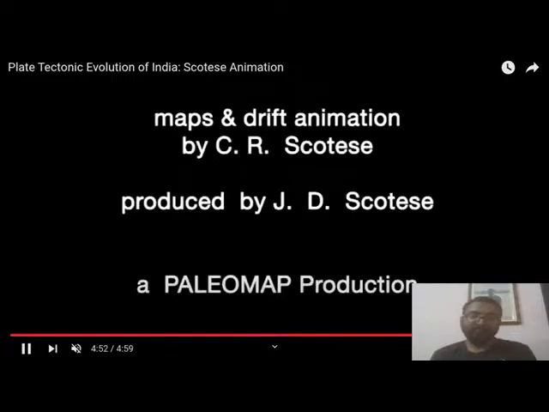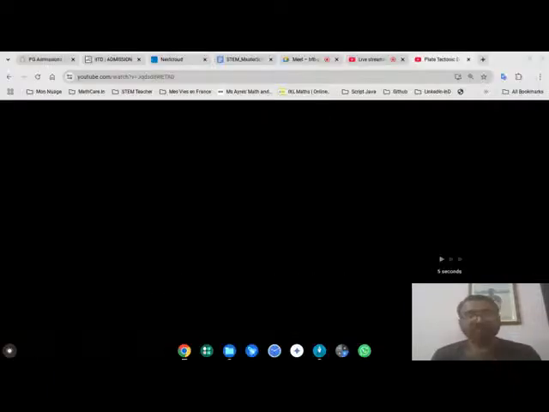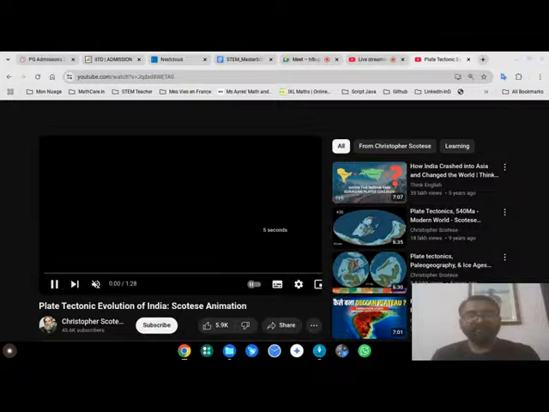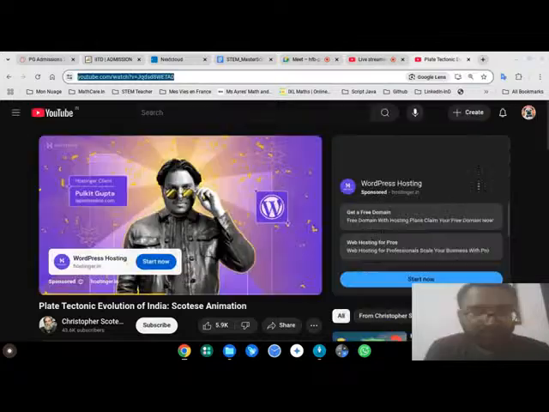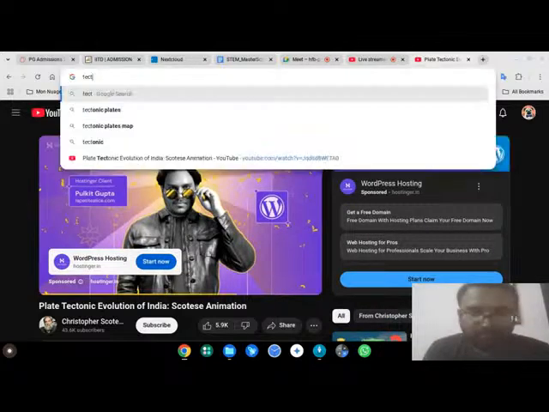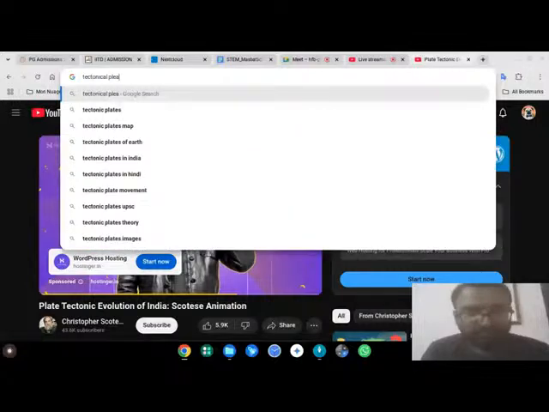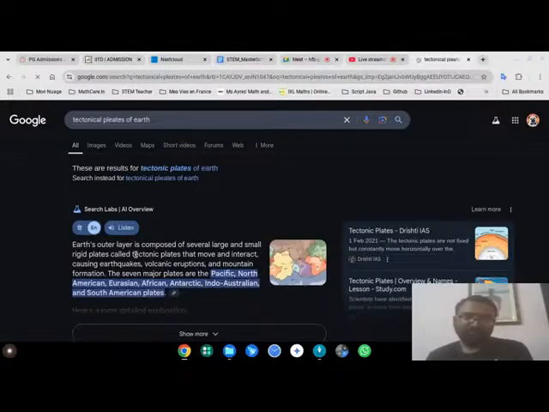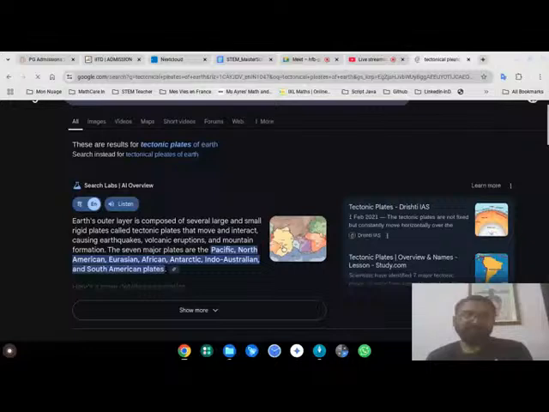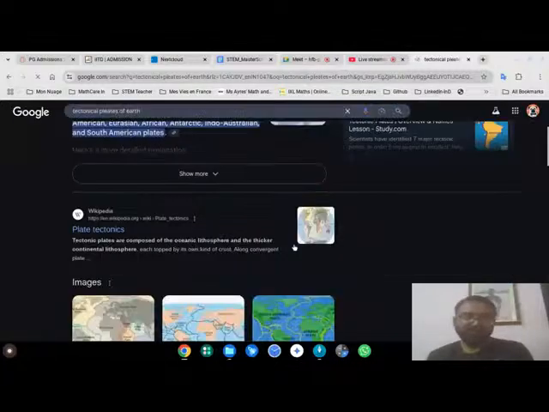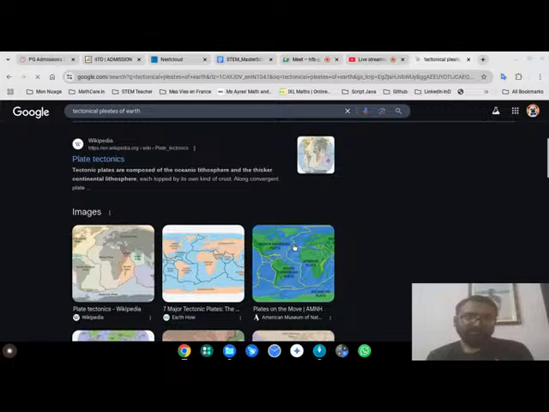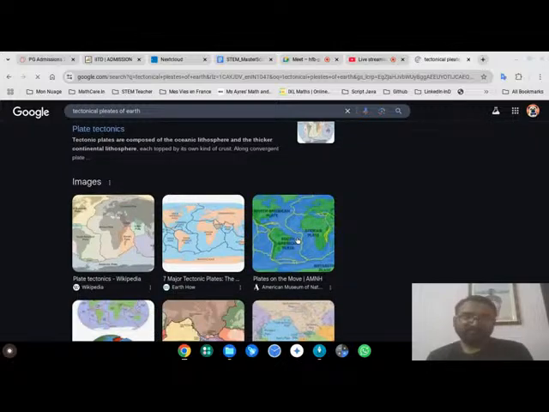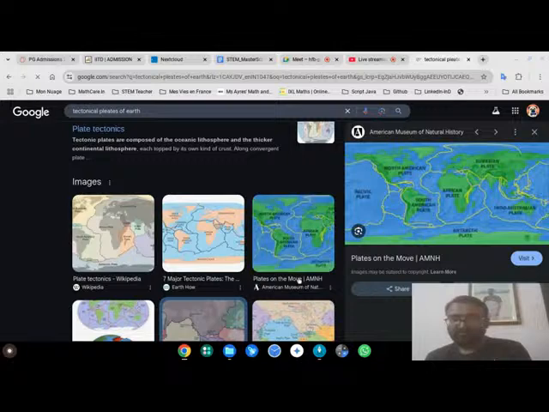So it is tectonic plates. There are different types of tectonic plates we can see, the tectonic plates of Earth. So this is a tectonic plate. Earth is bifurcated, so these are all different tectonic plates.